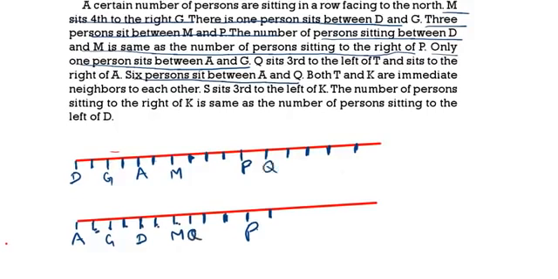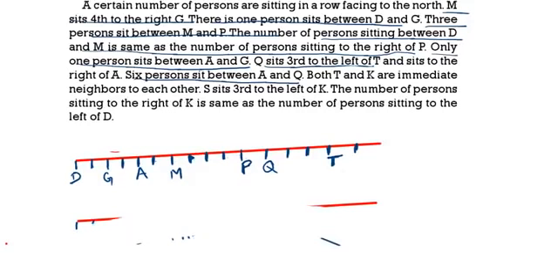Then see the next one. Q is sitting third to the left of T. Here Q is sitting third to the left of P. So this one is wrong. So you remove the second one completely. That is wrong. Then both T and K are immediate neighbors.